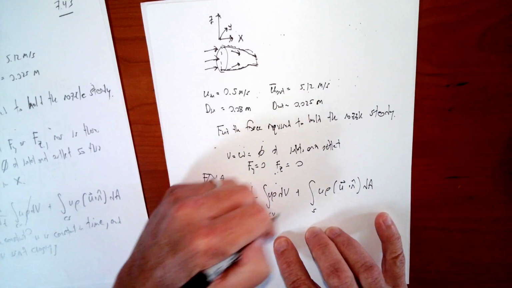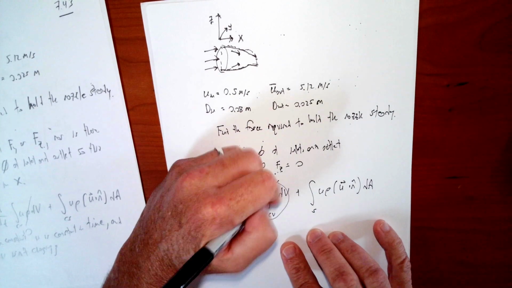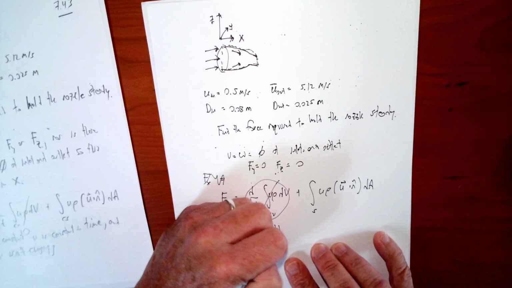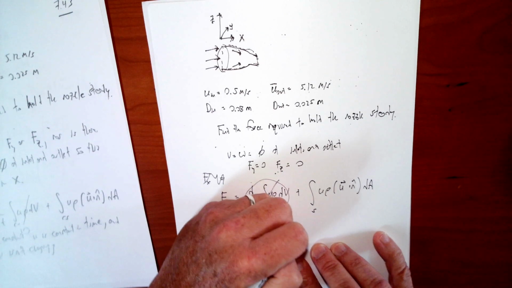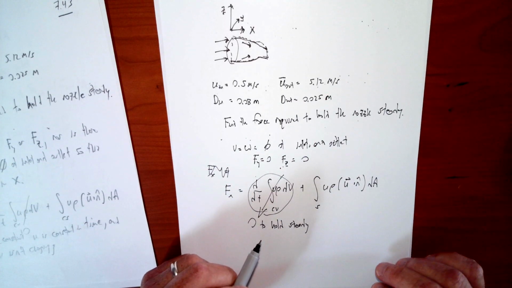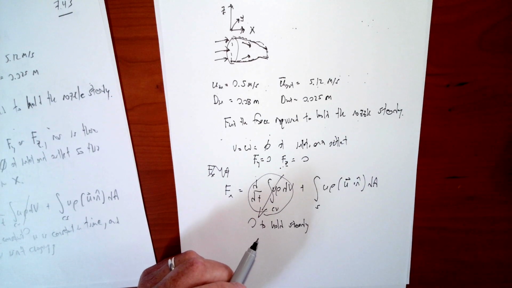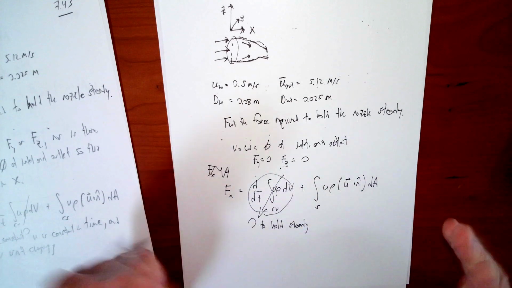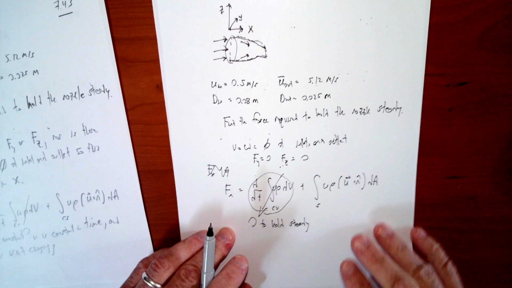But this is what we're saying. We're trying to hold the system steady. So that's going to go to 0 to hold steady, right? We're not letting the momentum of the system change. The system is supposed to not move. There's going to be no change in time of the U velocity or of the density because it's incompressible, or of the volume. So that's all going to 0.